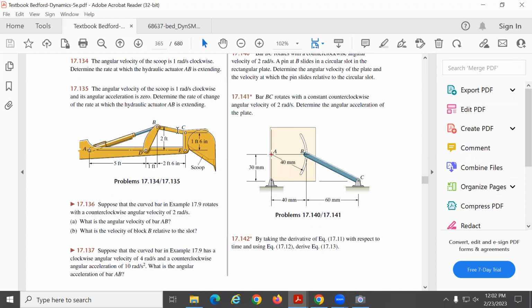Okay, yeah, I see what you're saying. We did this, and I think you are correct. If we equate VB from point A and VB from point C, you're going to have unknowns. Omega BC is one unknown, omega AB is another unknown, and the relative velocity of B with respect to A is also an unknown. So that gives you 3 unknowns for 2 equations.